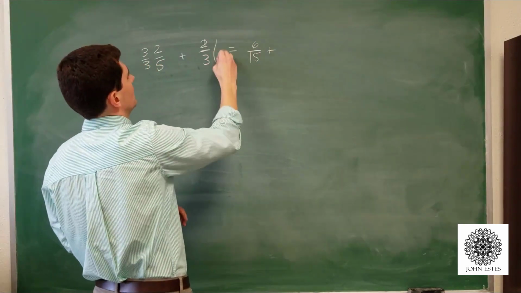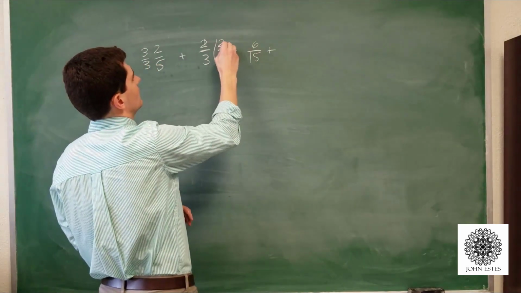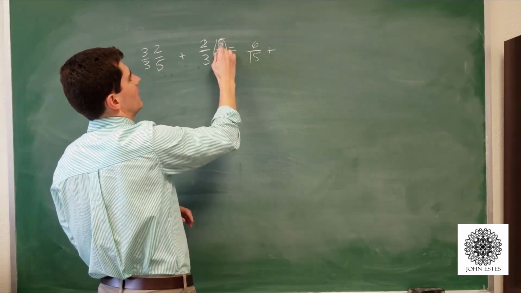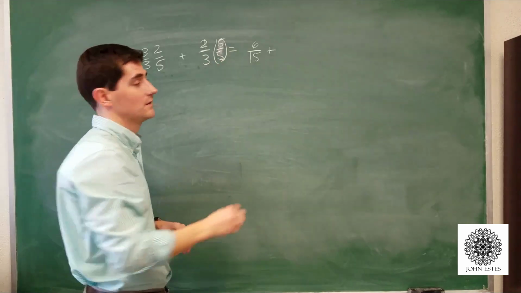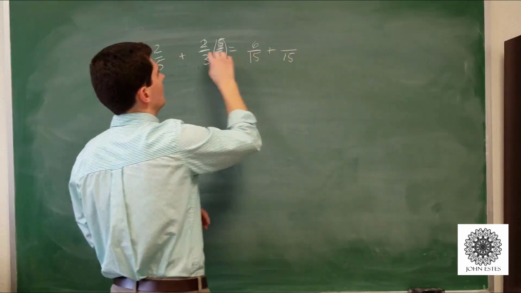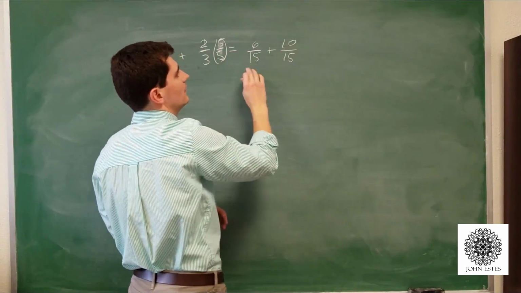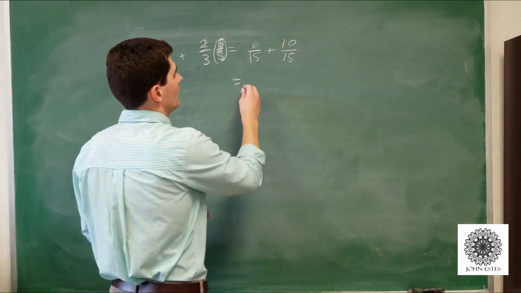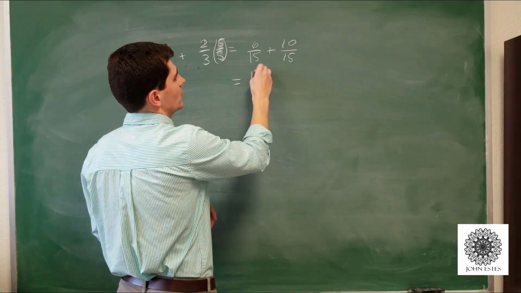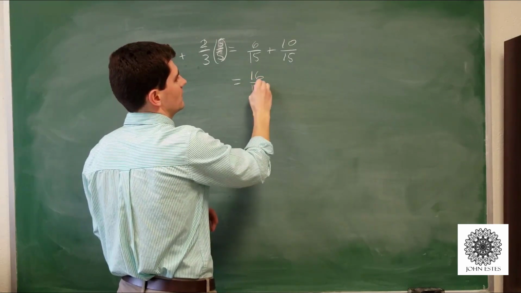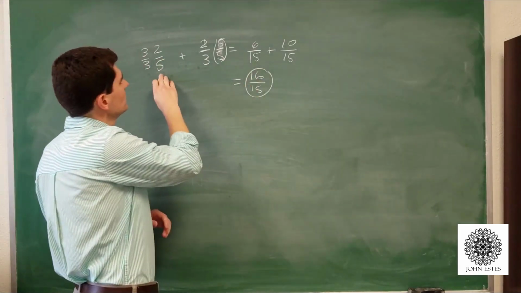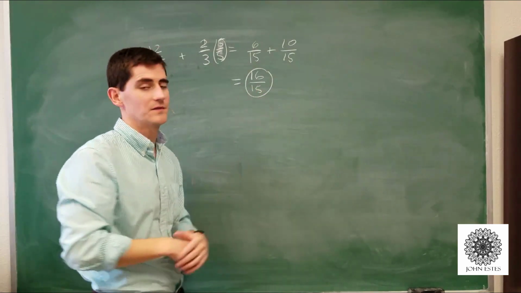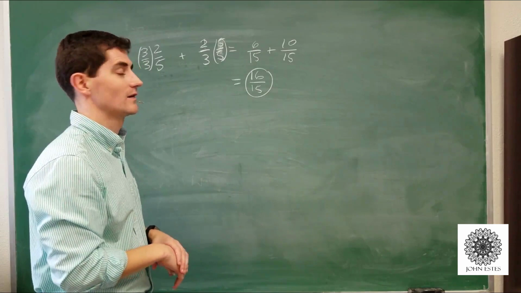On the other side I needed to multiply in a 2/2. No, I don't. I need to multiply in a 5/5. 3 times 5 is 15, and 2 times 5 is 10. Now that I have a common denominator, I can compare these well, and 6 plus 10 is 16/15. So if I have 2/5 of something and 2/3 of something, stick them together, I have 16/15 of something.